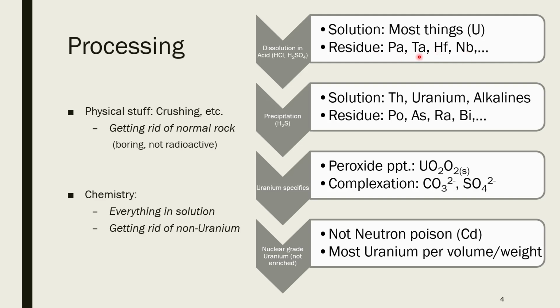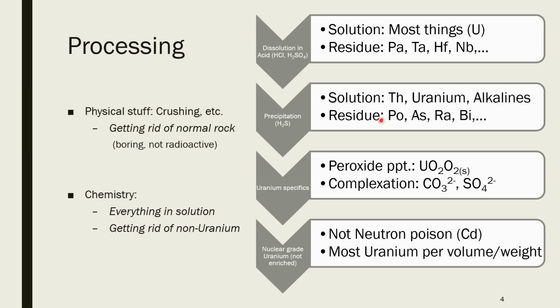And then you want to start precipitating. For example, the first precipitation, which was inspired by the separation scheme of Marie Curie, is she just bubbled hydrogen sulfide through it, because uranium is in the form of the uranyl ion, and also thorium, they do not precipitate out as sulfide.